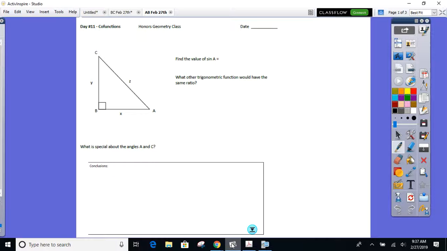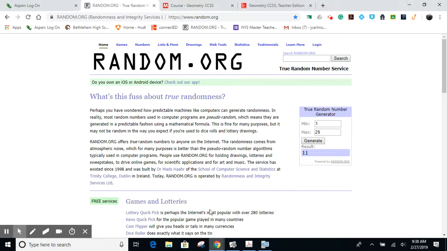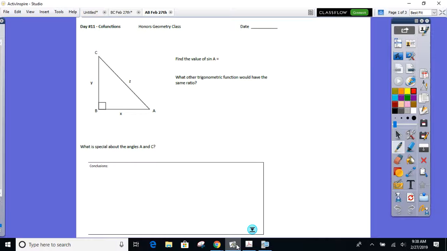Okay, you guys know how to find sine going into tomorrow's quiz. So find me that ratio. What's the sine of A equal to using your right triangle there? No calculator needed. Got that ratio? Got the ratio? Opposite side y over hypotenuse z.